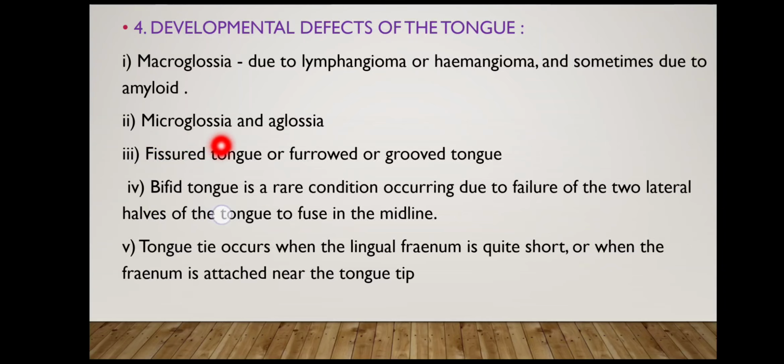Microglossia is reduction in the size of the tongue. Aglossia is absence of the tongue. Fissured tongue or furrowed tongue or grooved tongue is also another developmental defect. Bifid tongue is a rare condition occurring due to failure of two lateral halves of the tongue to fuse in the midline. Tongue tie occurs when the lingual frenum is quite short or when the frenum is attached near the tongue tip.